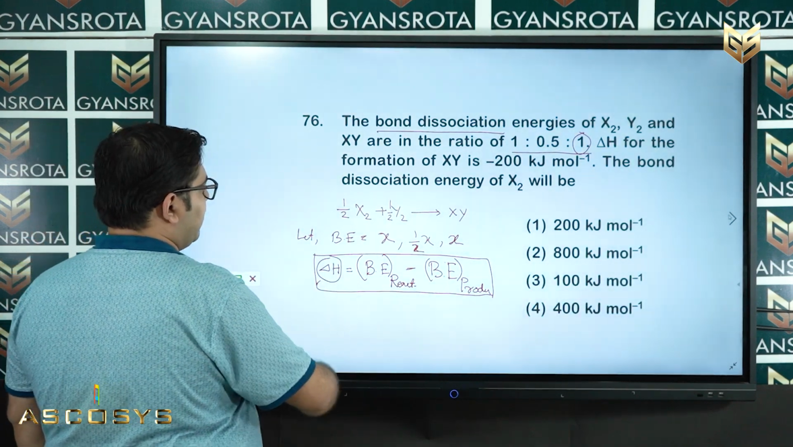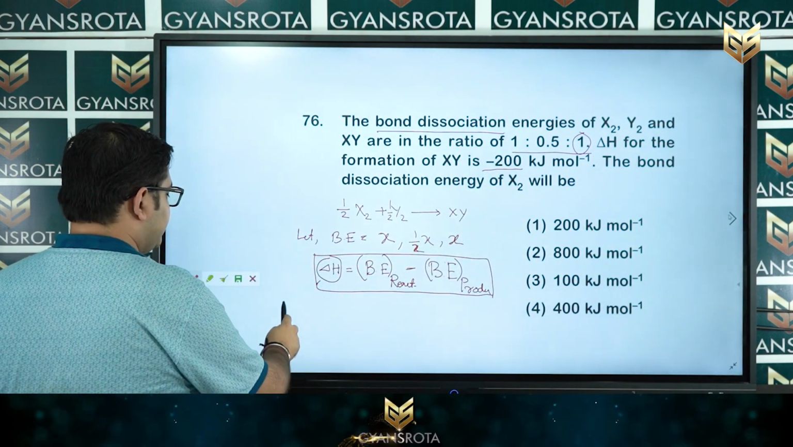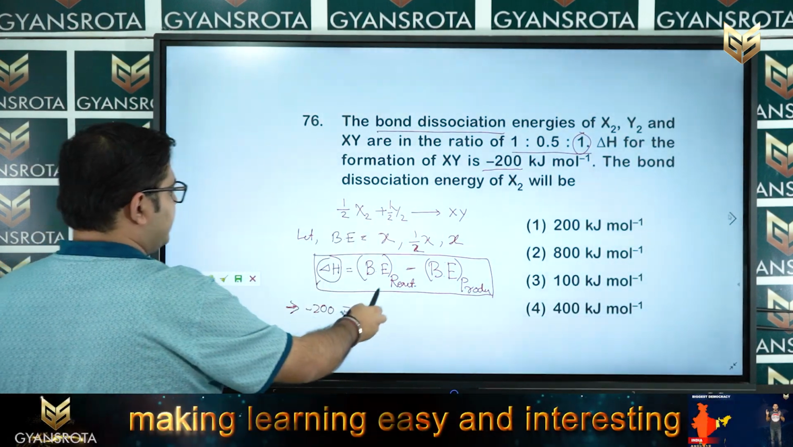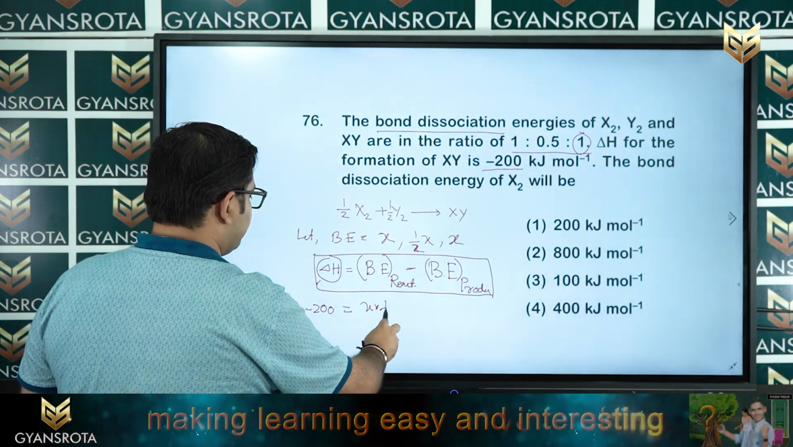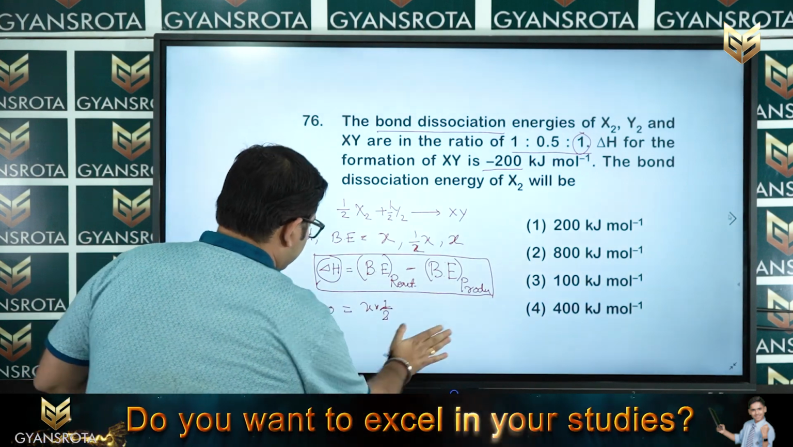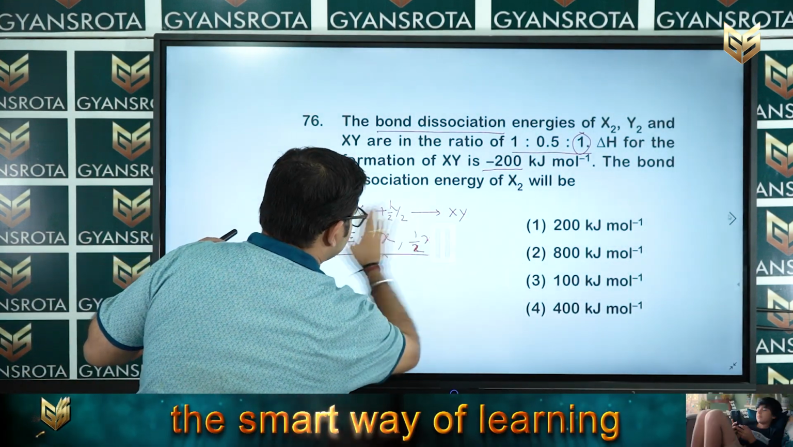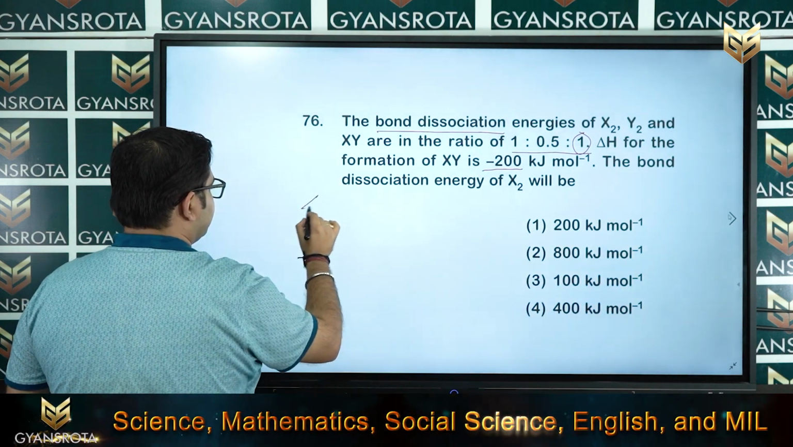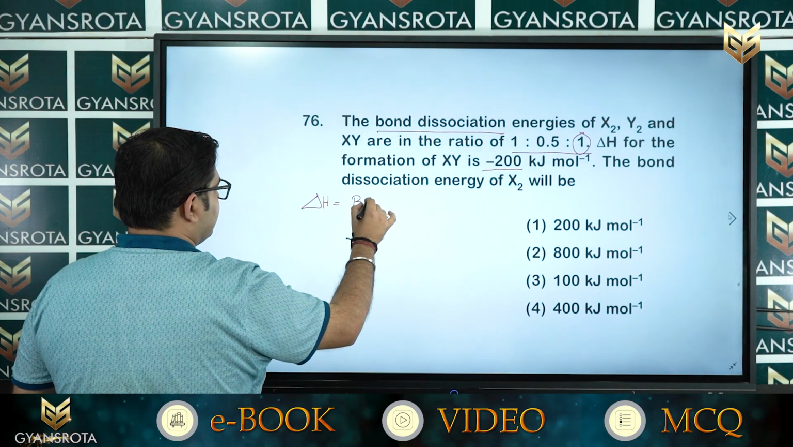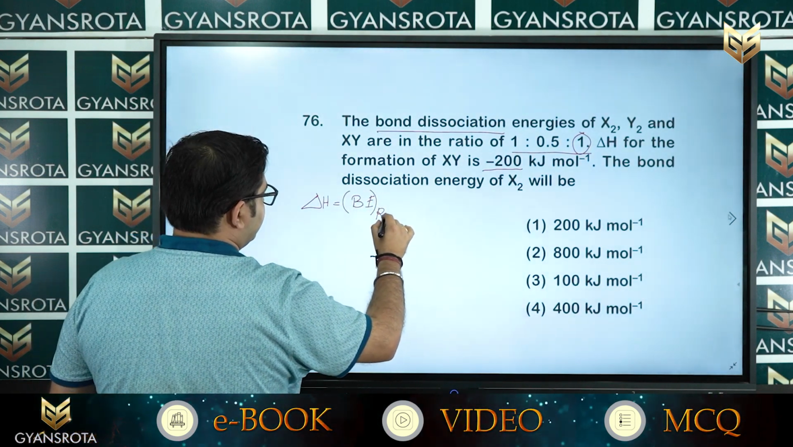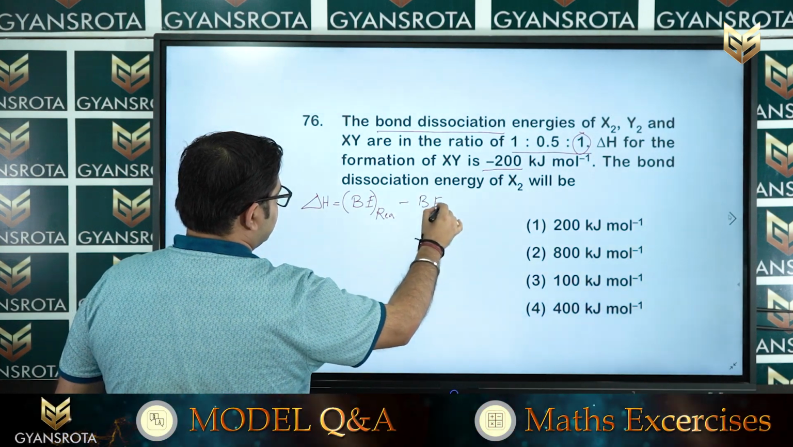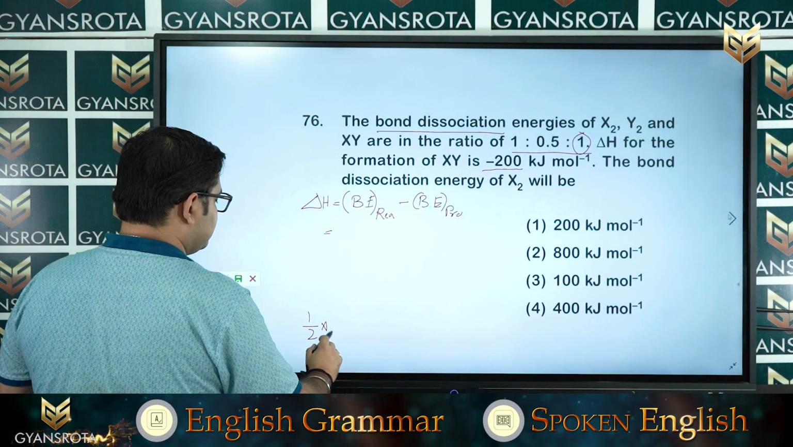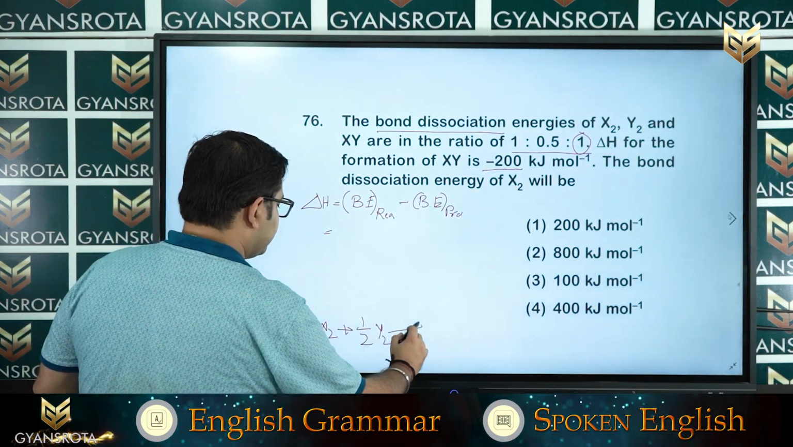Now, see, the delta H value is already given, the given value is minus 200 kilojoule. So, minus 200. If you see on the reactant side, what is given? X into half, the stoichiometry. Do not forget to write this stoichiometry. I have written it clearly here. Okay. So, from here I start: delta H is equal to the bond dissociation energy of the reactant minus that of the product. So, the reaction is half X2 plus half Y2 giving XY.